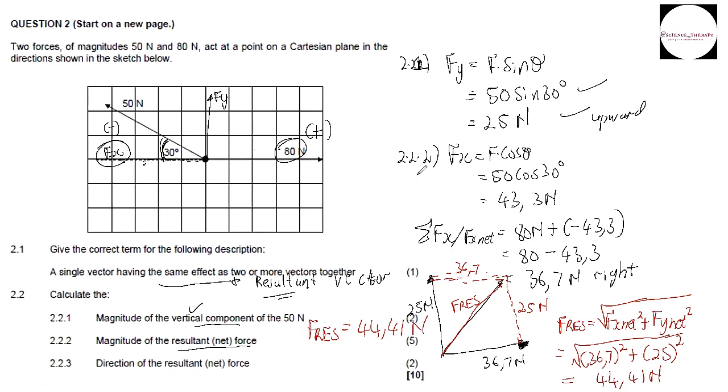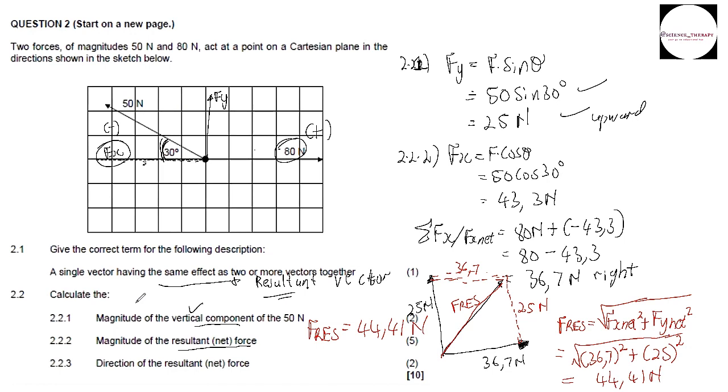We first calculated our Fx, and then we found the resultant of the horizontal forces, which is 36.7. Now we take the resultant of the horizontal forces and the resultant of the vertical forces, and we put them into the Pythagoras theorem because remember, we are using a right angle triangle. To find our F res here, it's the hypotenuse side. So we use the Pythagoras theorem to find our F res. Then just like that, we have 44.41 newtons, right?